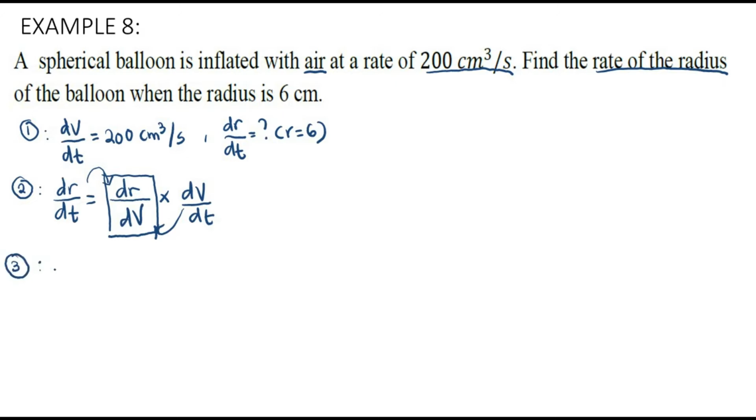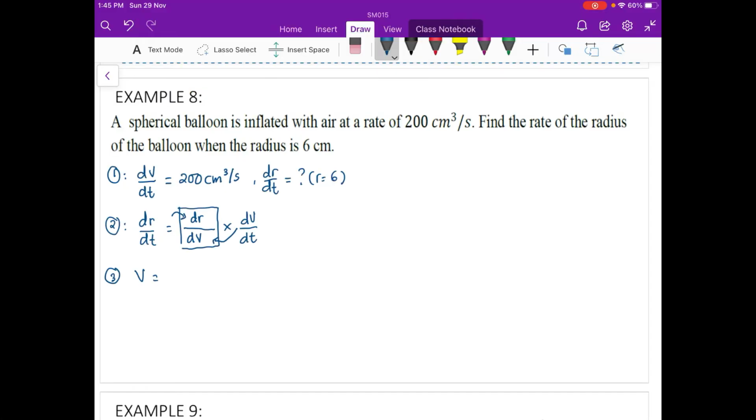That leads us to our third step. We have to find an equation that relates volume and radius. The volume of a sphere is 4 over 3 pi r cubed. If we differentiate V with respect to r, we get dV over dr equal to 4 pi r squared. Pi is a constant here, so it does not affect the derivative. Settle with the third step.